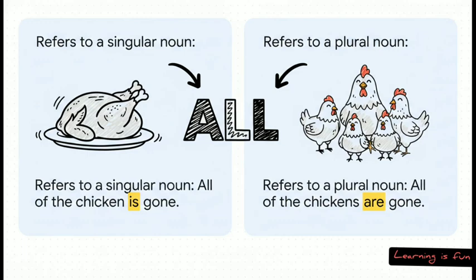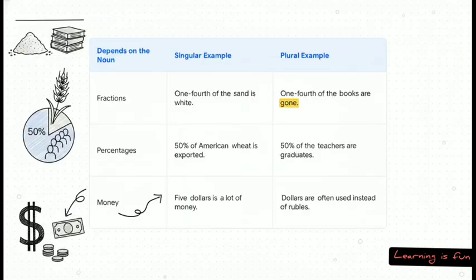This shows how some words are true shapeshifters. Words like all, some, and none can be singular or plural. How do you know which one to use? Well, it depends entirely on the noun they're referring to. So, all of the chicken is gone because chicken is a single mass. But all of the chickens are gone because you're talking about multiple birds. And this exact same logic applies to fractions, percentages, and even money.